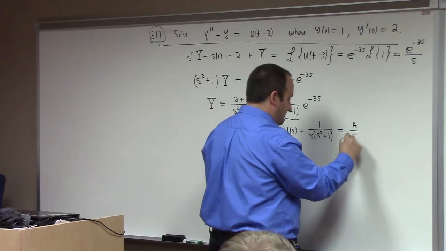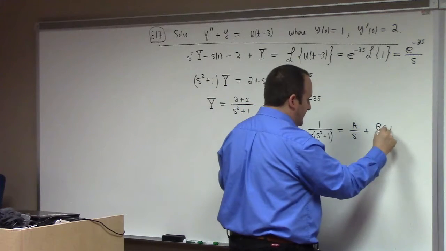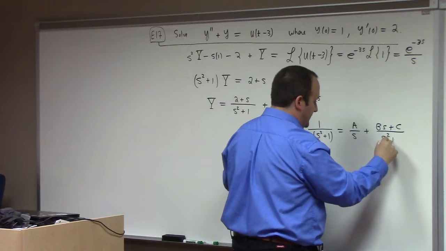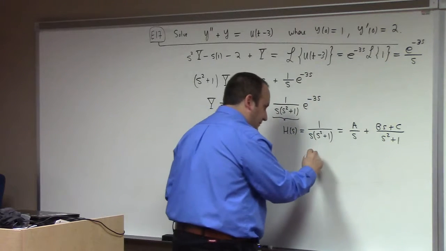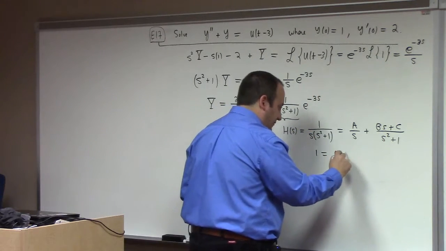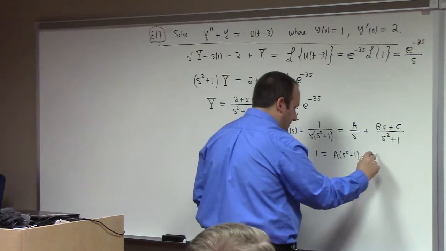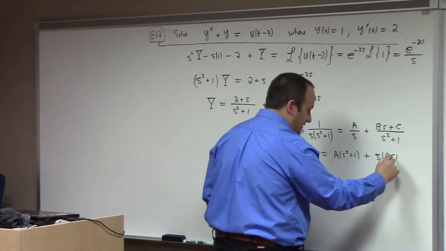A over s plus bs plus c over s squared plus 1, right? Partial fractions. This gives us 1 equals a times s squared plus 1 plus s times bs plus c.